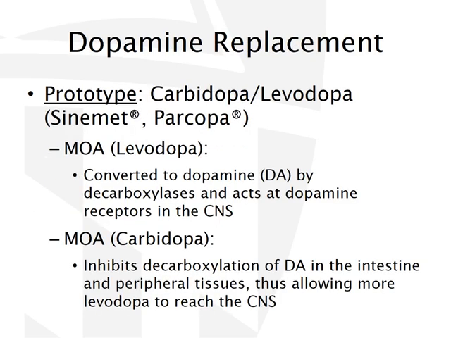Our dopamine replacement prototype is carbidopa-levodopa. Brand name is Sinemet or Parcopa. This is a combination drug. The active component is the levodopa. It's been around since the 60s. It is a cornerstone of Parkinson's disease treatment. It's highly effective, but unfortunately, the effects diminish over time.